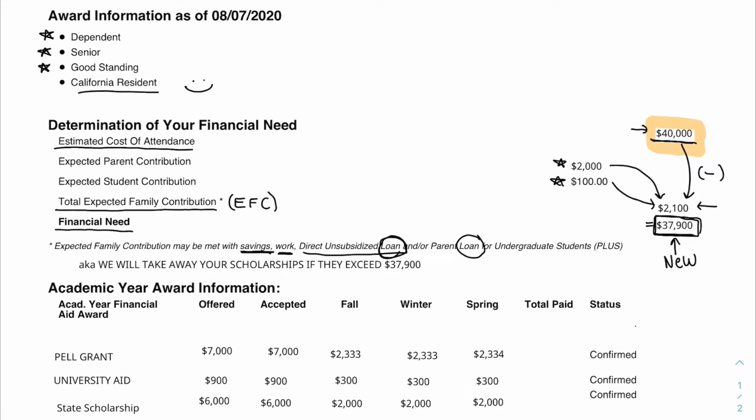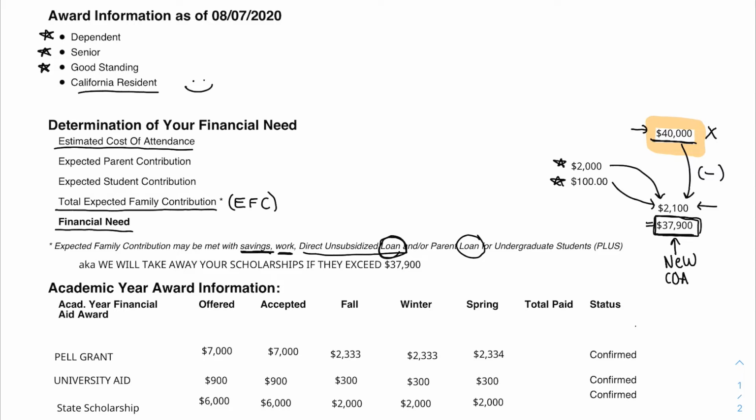Your financial aid advisor should not put $40,000 as your cost of attendance because this form is for scholarships, and if they know and they are a school that does scholarship displacement and they put $40,000, you will get scholarships retracted. So here, we're going to put $37,900 as our new cost of attendance.